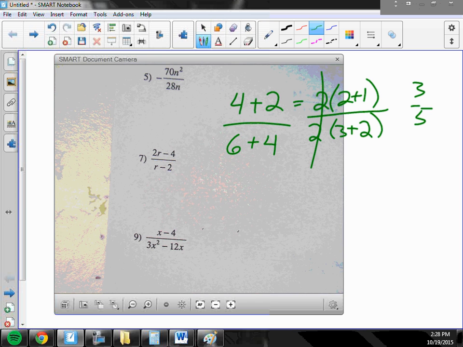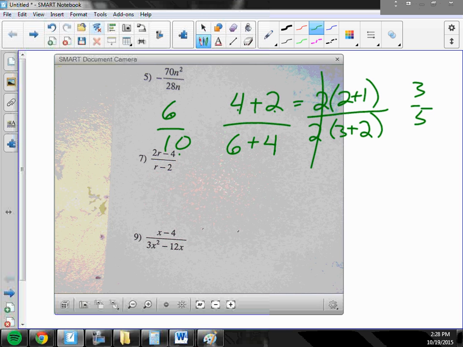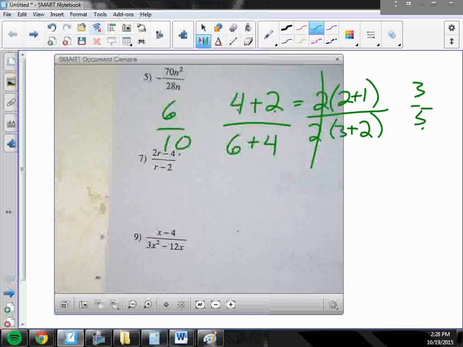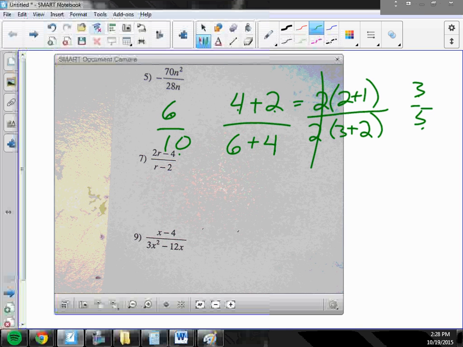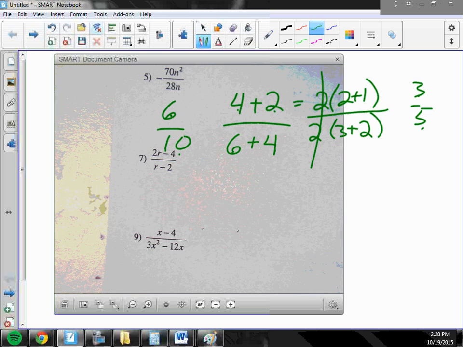Now up here, 4 plus 2 is 6, 6 plus 4 is 10. Does 6/10 equal 3/5? Yes. So if you're looking at a binomial or a trinomial, you have to factor it in order to cancel. You cannot cancel any portion of a polynomial until you switch it into a multiplication problem.